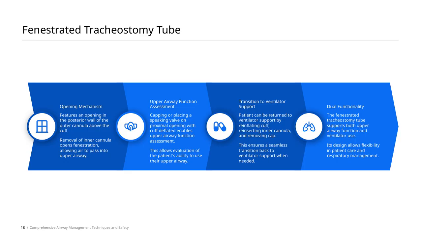A distinctive feature is the opening in the posterior wall of the outer cannula above the cuff. When we remove the inner cannula, this fenestration opens, allowing air to pass into the upper airway. This opening mechanism is what makes the device adaptable for multiple functions, whether for ventilation, speech, or airway assessment. Overall, the fenestrated tracheostomy tube provides a practical solution that balances airway management with patient safety and comfort.